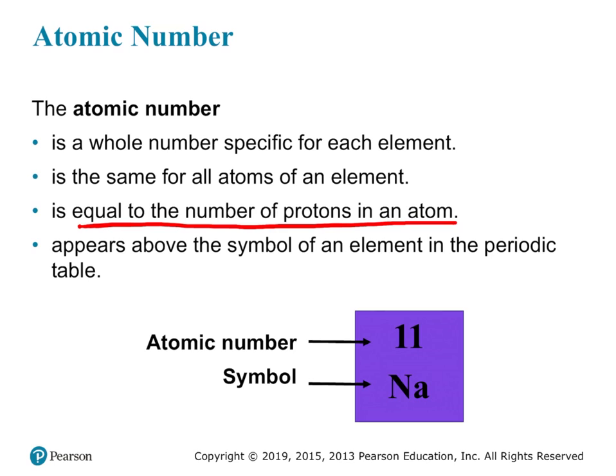And the atomic number appears above the symbol of an element in the periodic table. So down below we have sodium, which remember has the symbol Na, and just above that is the number 11. Now, 11 is the atomic number for sodium, and it's also the number of protons in an atom of sodium.